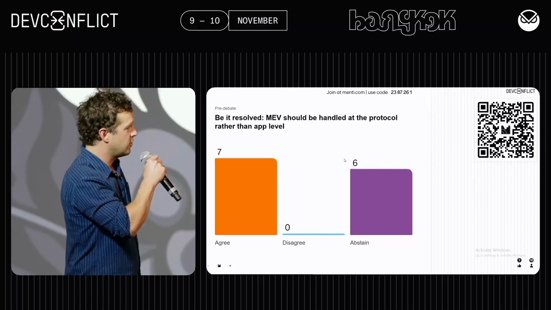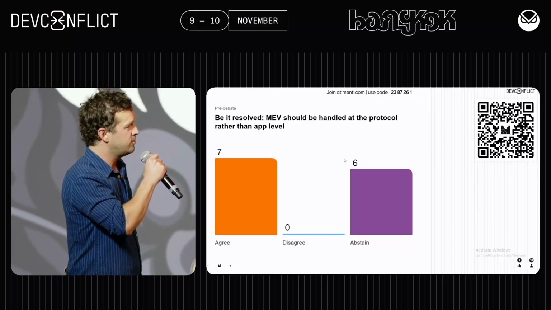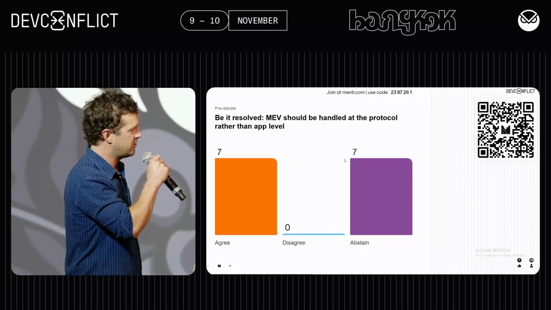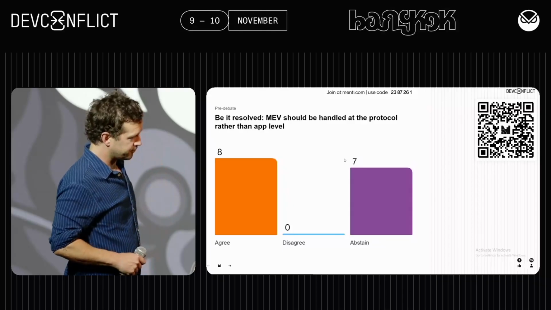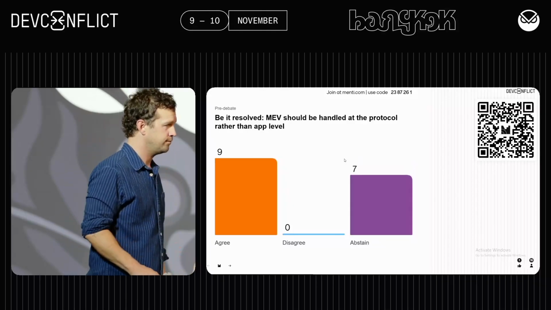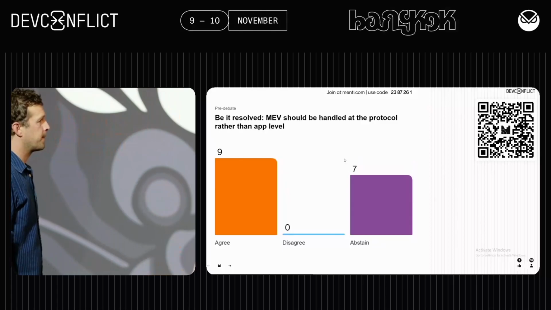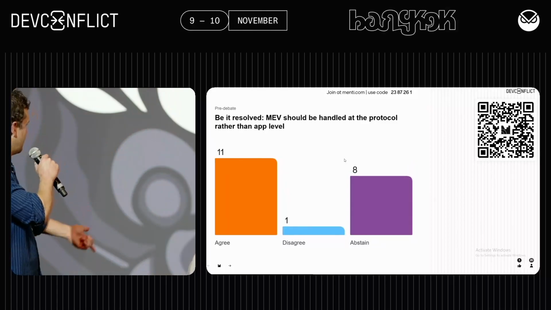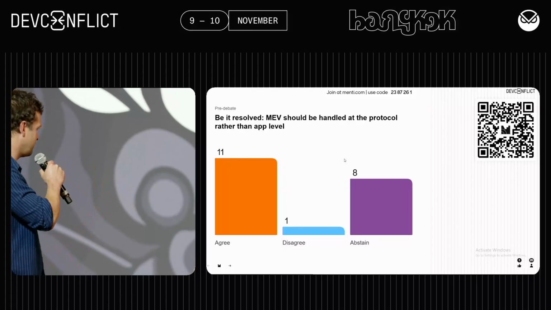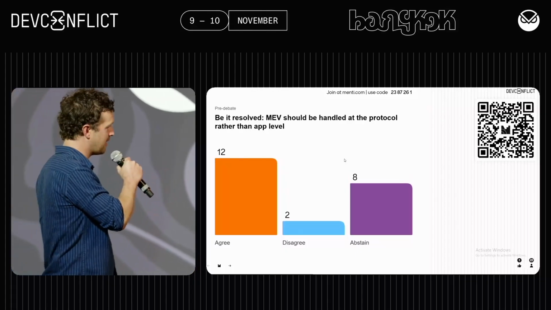And here's your chance to vote. Should it be resolved that MEV should be handled at the protocol rather than the app level. All right, we vote now, we don't vote at the end? We vote at the beginning and then again at the end. Okay. So your duty is to persuade the crowd.